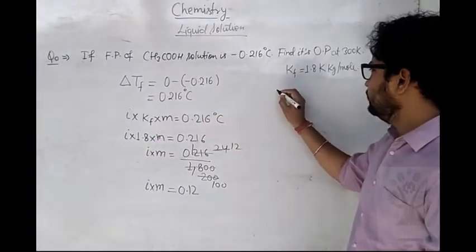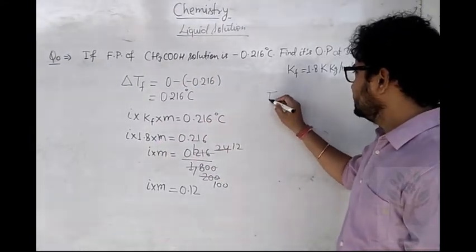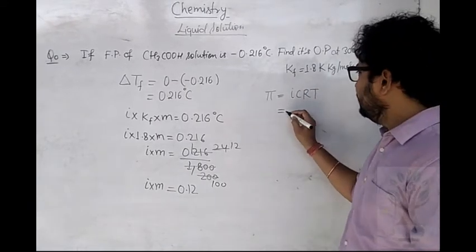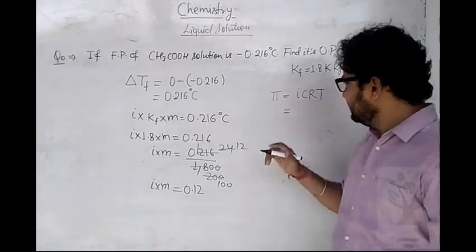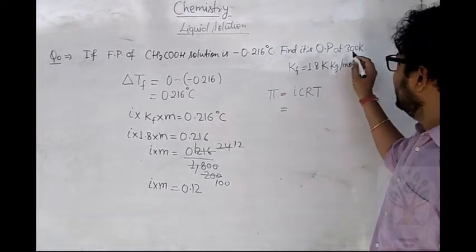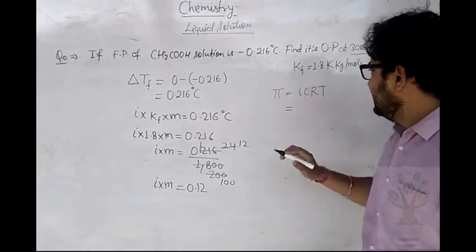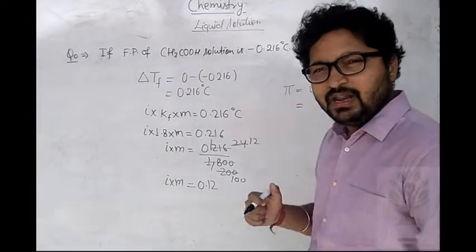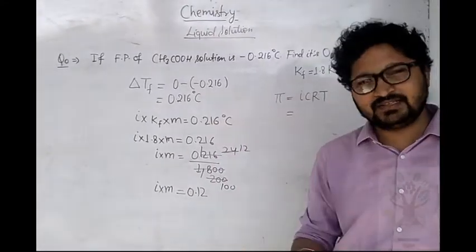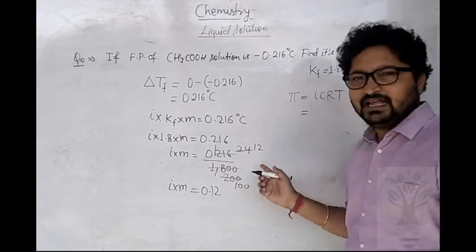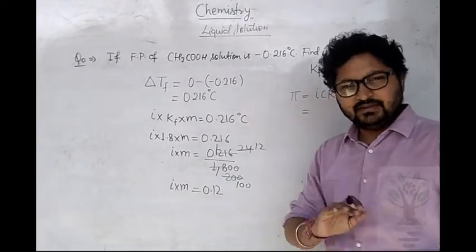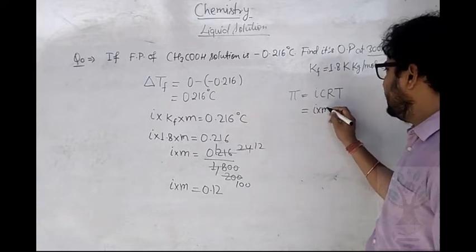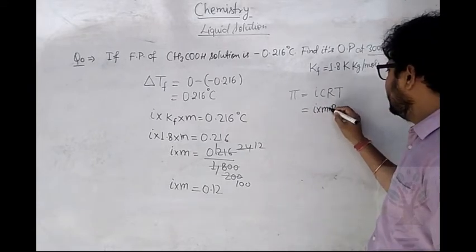Now what I actually have to find is pi. What is pi? Pi is equal to i C R T. I don't know about C, but I know R, I know T. T is given to me, which is 300 Kelvin. I told you earlier, if no data about molarity or molality is given, or if density data is not provided, we will take molarity equal to molality. Is this clear? Now here, instead of i into C, I will write i into m, into R, into T.